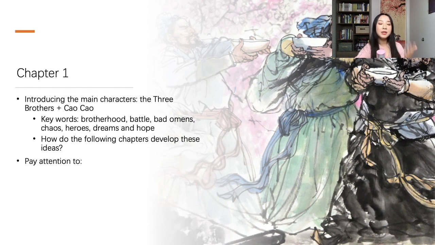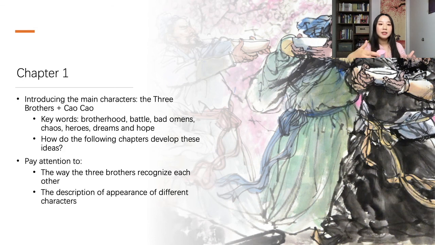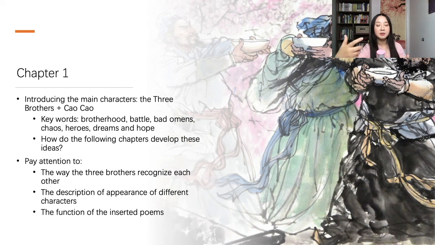And when you read chapter 1, please pay attention first to the way the three brothers recognize each other, and the description of the appearance of different characters. Is that a little bit special? If special, in which way, and why describe it in such a special way? That's an interesting question to think about. And also the function of the inserted poem.